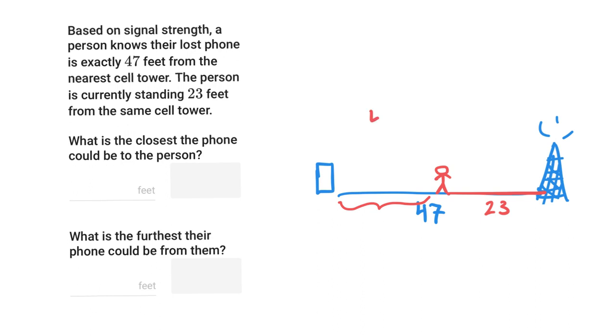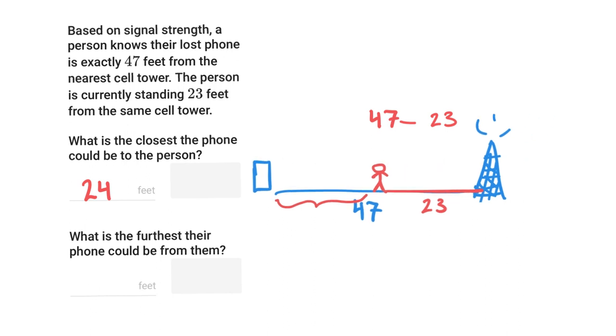So the closest they could be is 47 minus 23, which would give us 24 feet. So the closest the person could be is 24 feet, because that means they are in between the phone and the tower perfectly. The next question says, what is the furthest the phone could be from them?